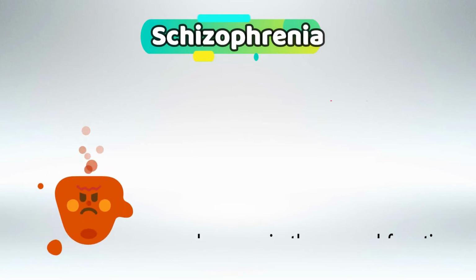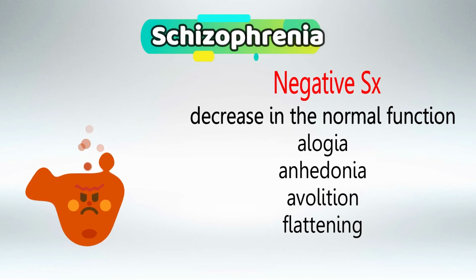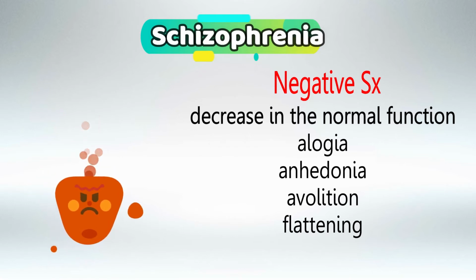A negative symptom is a decrease in normal function that we all have, which includes alogia, which is a one-word response. The normal function in this case is that if you ask someone a question, he would usually reply with sentences, but a schizophrenic patient like Mr. Ski would only reply with one word. Negative symptoms also include anhedonia, which is a decrease in feeling of pleasure, avolition, which is a decrease in motivation, and flatness, which is a decrease in emotional response.